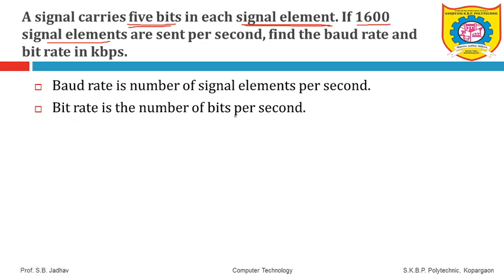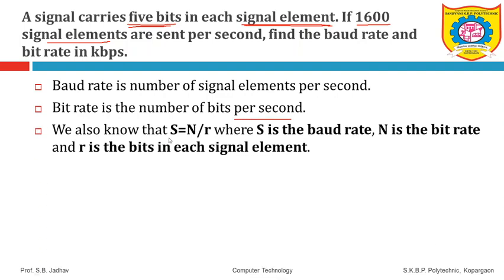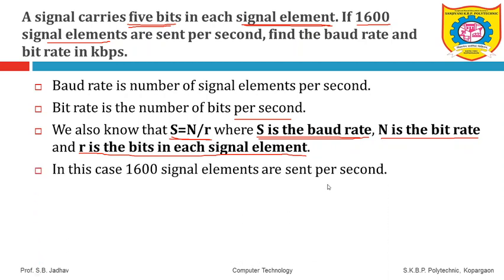Bit rate is the number of bits per second. We also know the formula for calculating the bit rate, N = S × R, where N is the bit rate, S is the baud rate, and R is the number of bits in each signal element. Let us write what is given to us.